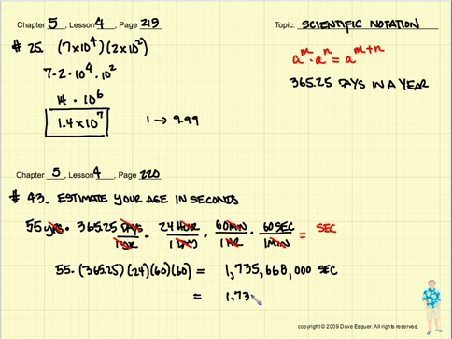So this turns out to be 1.735 times 10 to the 9th seconds. How did I get the 9th? I counted from the end, which is where my decimal place was. I have 1, 2, 3, 4, 5, 6, 7, 8, 9. So 1.7 times 10 to the 9th. I add a 1 with 9 zeros. You can see them over here. And that'll give me the answer I need in scientific notation: 1.735 times 10 to the 9th.